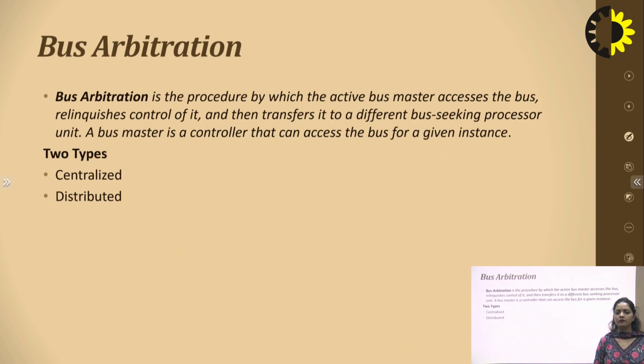So this is a brief description about the types of buses in the computer system, that is the interconnected network: address bus, data bus and control bus. Now next we move to the topic bus arbitration scheme. Now what is bus arbitration scheme?